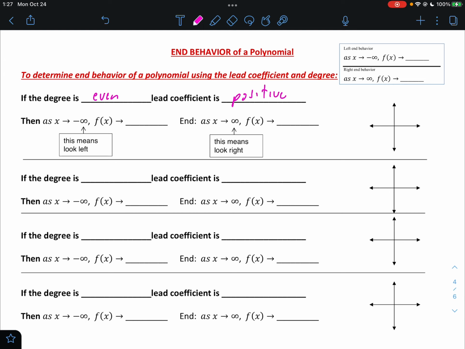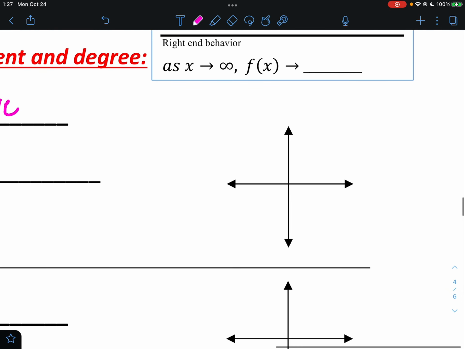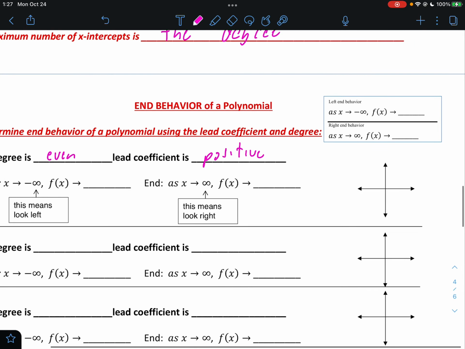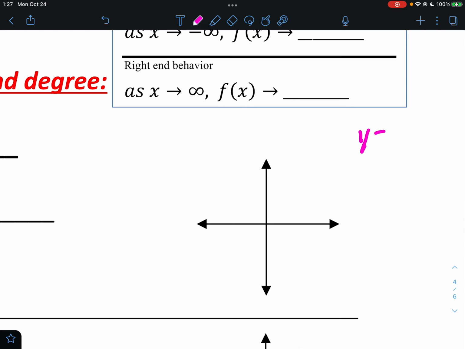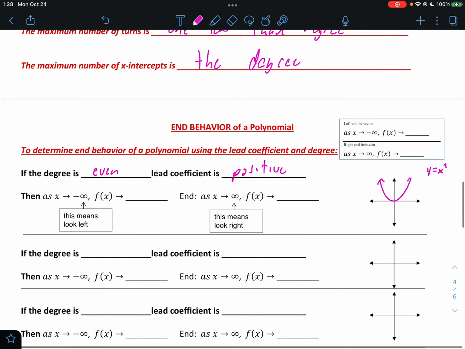A picture of that would be something like, think about a positive even. We could think of the y equals x squared graph, because this is positive 1 and this is even 2. So it's going to look like this. So what does our end behavior do? Well, as x goes to the left, y is going up, so we say it goes to infinity. As x goes to the right, y is going up, so we say this also goes to infinity.